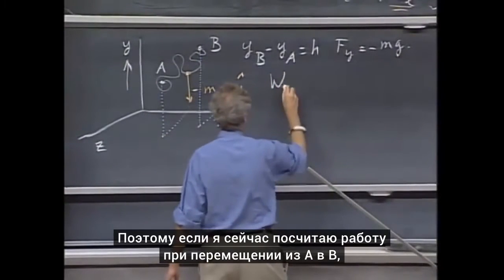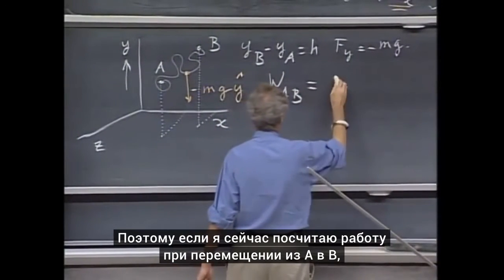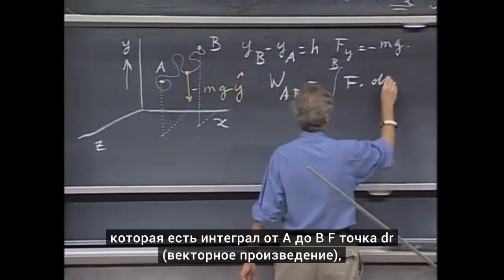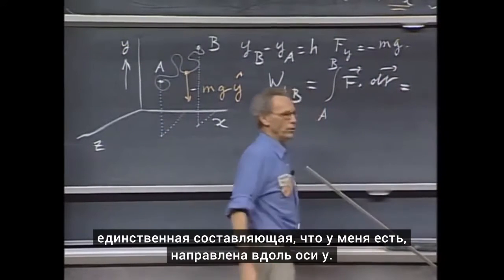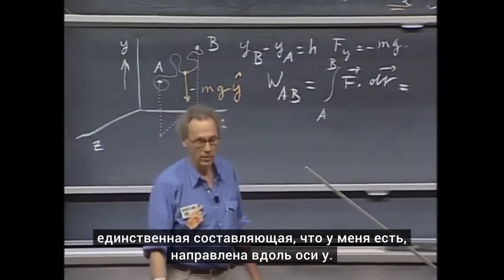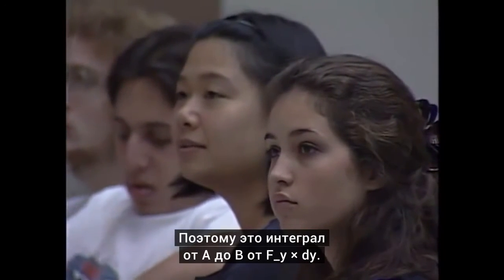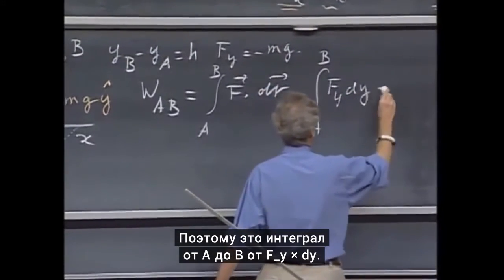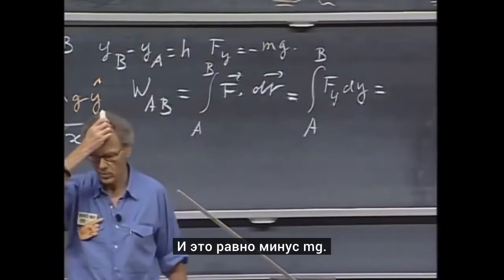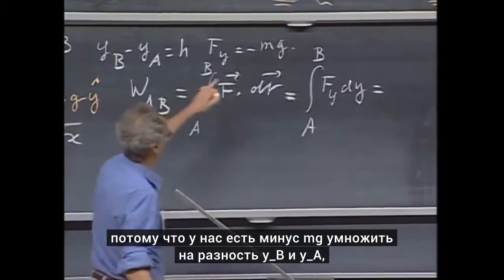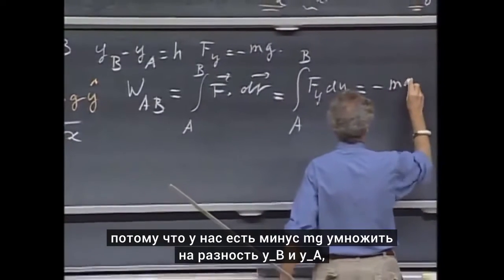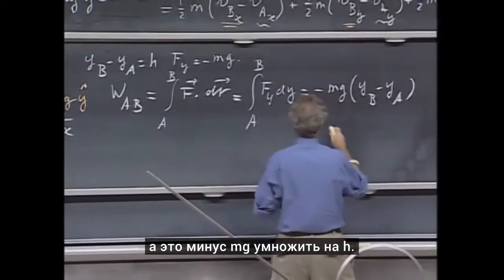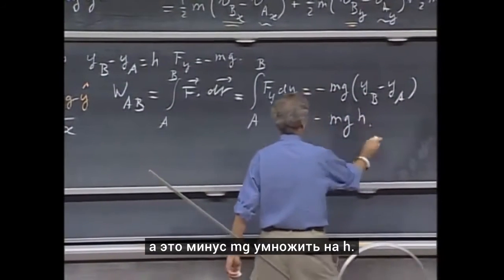And so if I calculate now the work in going from A to B, which is the integral from A to B of F dot dr, then the only term that I have is the one that deals with the y direction. So it is the integral from A to B of F_y dy. And that equals minus mg, because we have the minus mg, times y of B minus y of A, so that is minus mg times h.